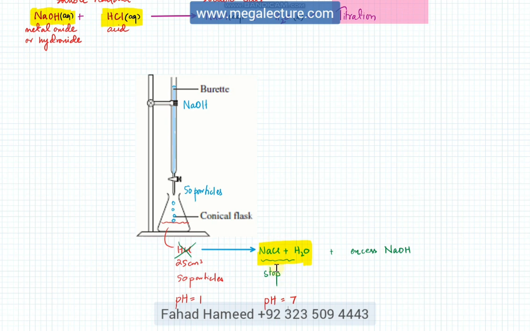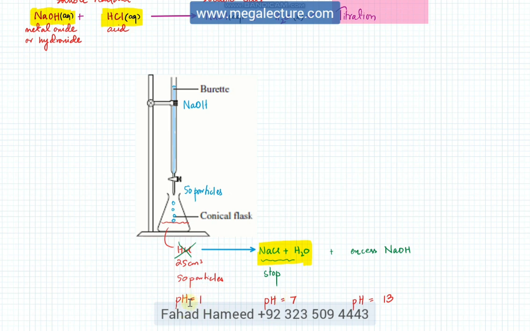But if you don't stop over here, and you continue to add the base NaOH from the top, then your solution will eventually start turning basic. And if you have excess NaOH, then the pH of the solution would be very basic. So it's a strong base. So let's say the pH is now 13. So the pH values would indicate at what point you should stop.